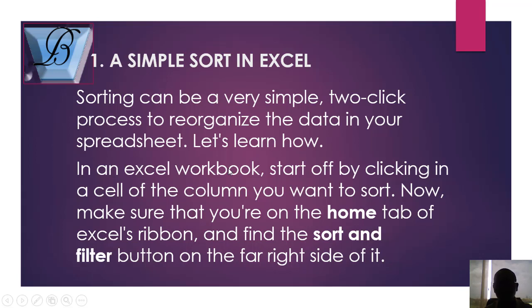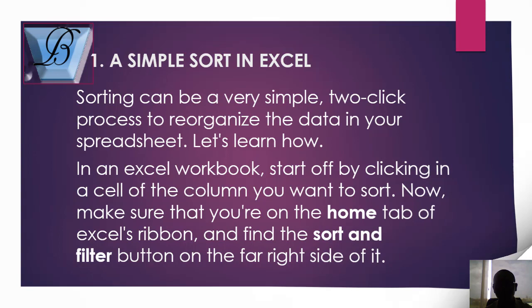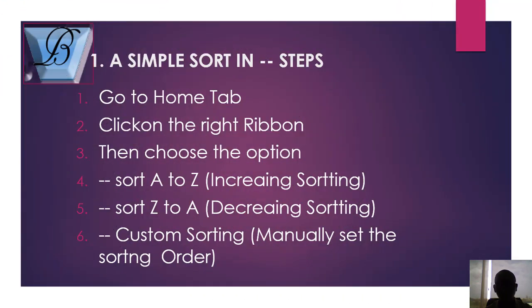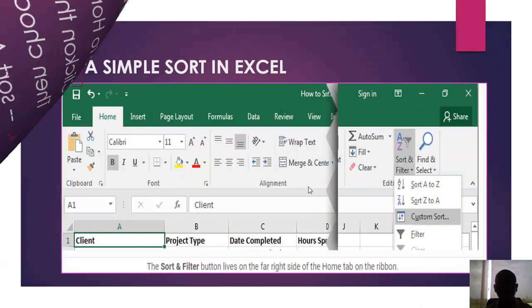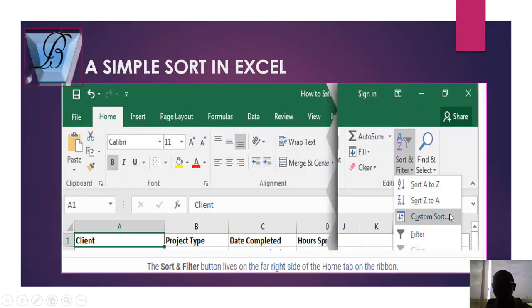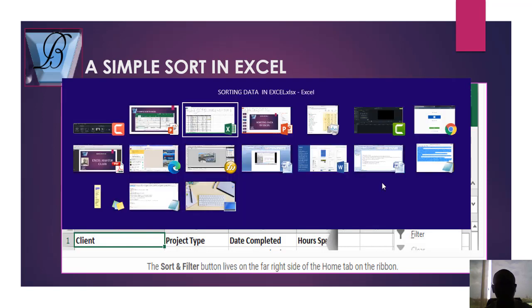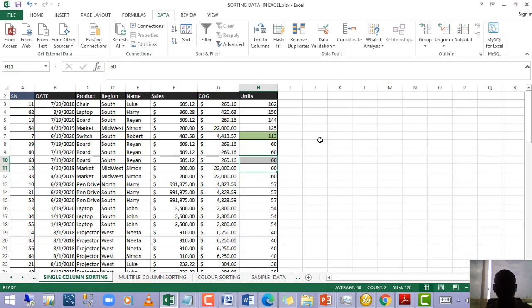In an Excel worksheet, you can start off by clicking the cell of the column you want to sort. Make sure that you're in the home tab. When you go to the upper right, you see your sorting information, as I've showed you before. You can also view sorting by going to data. You see sort here.